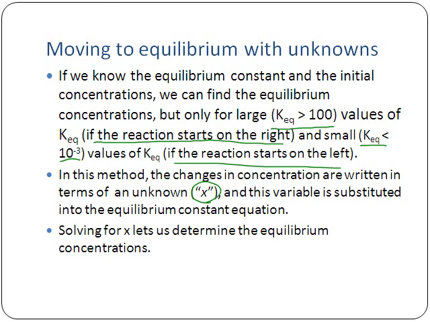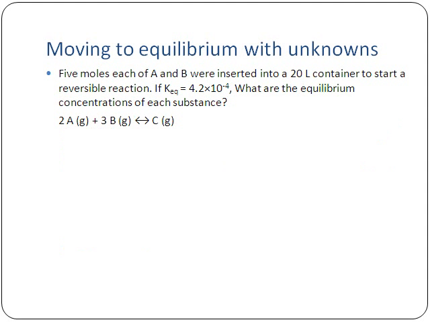And so let's show how this works. This does get a little bit complex, but if you just follow it through, it works out just fine. So we've got this case right here. 5 moles each of A and B were inserted into a 20-liter container to start a reversible reaction. If KEQ equals 4.2 times 10 to the negative fourth, what are the equilibrium concentrations of each substance? So our reaction is 2A plus 3B is reversible to C.